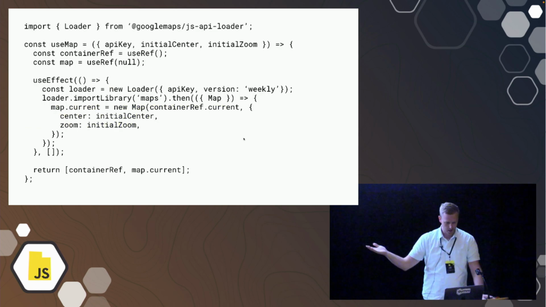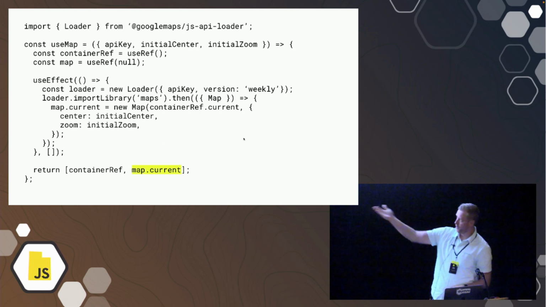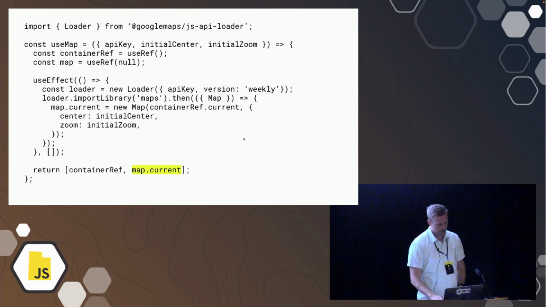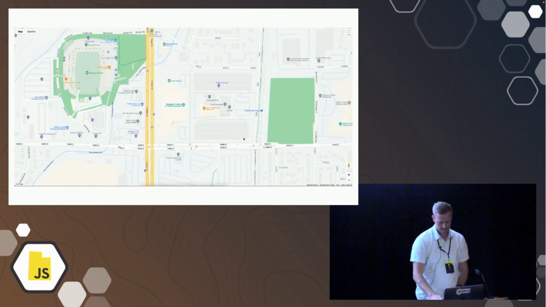Okay? So this is what the hook looks like by the time we're done with it. And we're able to return that map that we just initialized. Awesome. Okay, so let's try it out. We see the map rendering. Success.